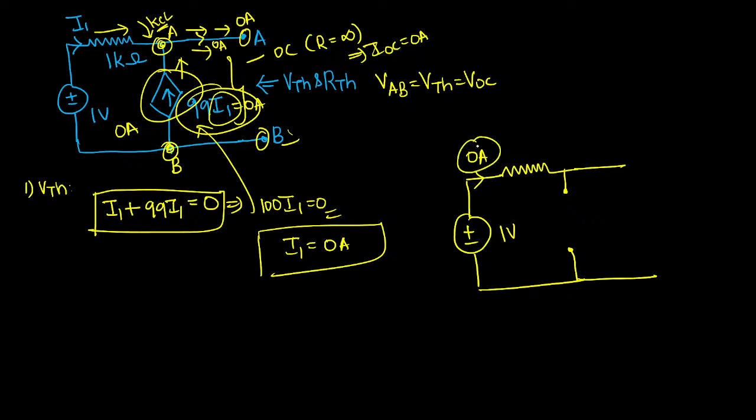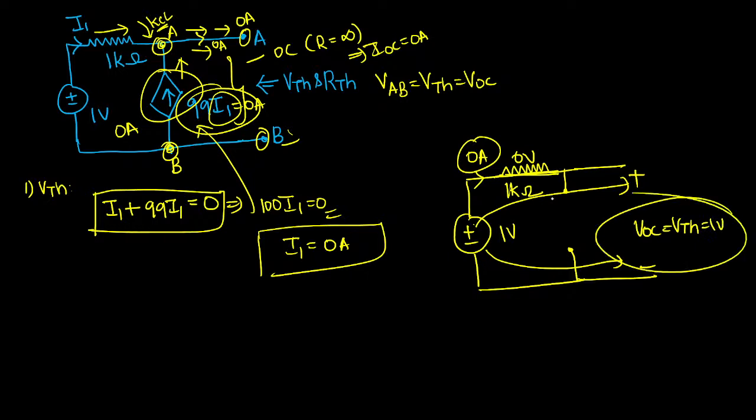Since this current value is 0, what is the voltage drop across the 1 kilo ohm resistor? That is also 0. So voltage 0 means we can short it. So what is the final conclusion? Finally, simply this positive plate is connected here, this negative plate is connected across the open circuit terminal, that is VTH. So the value of VTH equal to 1 voltage for the given circuit.